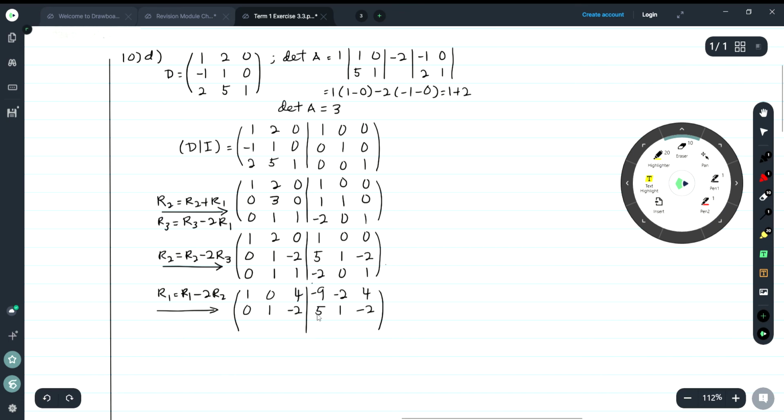Okay, next, how do we get this negative 9? R1 is 1, then minus 2 times R2. So minus 2 times 5 is minus 10. So 1 minus 10 is negative 9. Then how do we get this negative 2? Negative 2 is from R1 minus 2 times 1. So 0 minus 2 times 1 is negative 2. Then we get 4 by R1 minus 2 times R2, so 0 minus 2 times negative 2, so 0 plus 4.